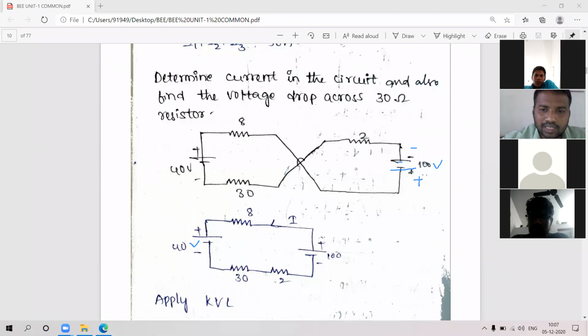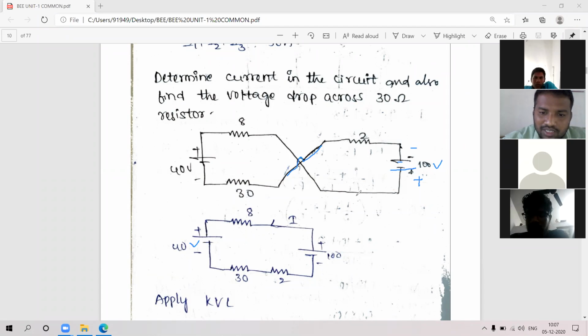And you can see that 30 and 2 ohms is there. Is there any connection, any intersection? There is no intersection. This is just the line going over that one. Whatever the 2 ohms is there, you can bend. That means you can stretch here.